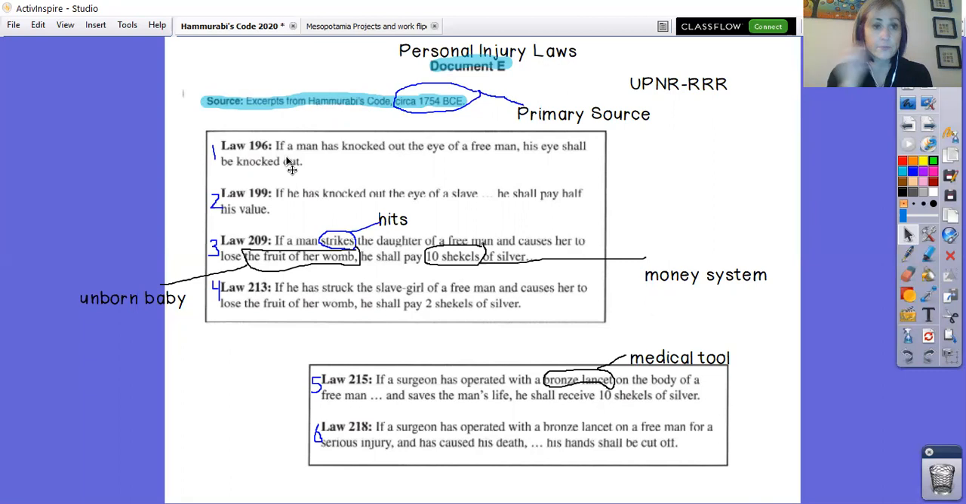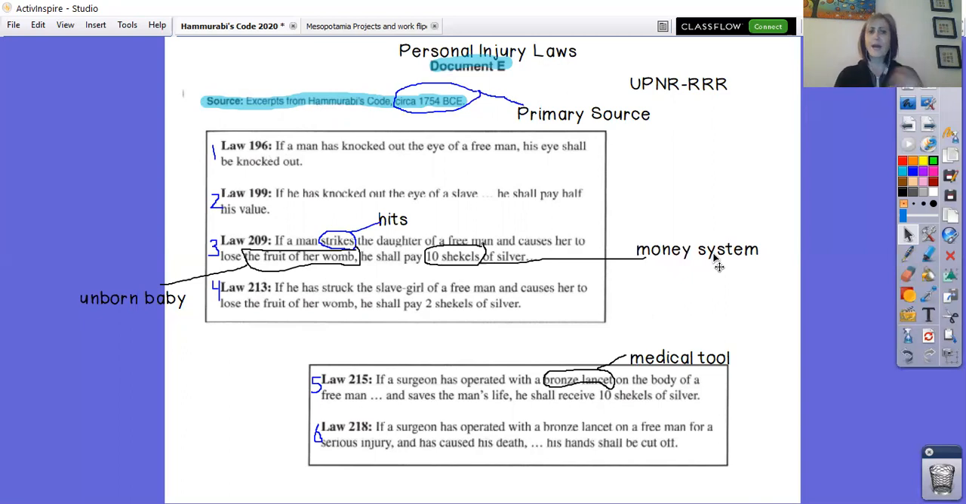All right. Law 209 states, if a man strikes, and strikes means hits, the daughter of a free man and causes her to lose the fruit of her womb. So fruit of her womb is unborn baby. So if a man strikes the daughter of a free man and causes her to have a miscarriage, he has to pay 10 shekels of silver. And shekels is like their money system. They did a lot of trading, but eventually they did have a money system and it was shekels.